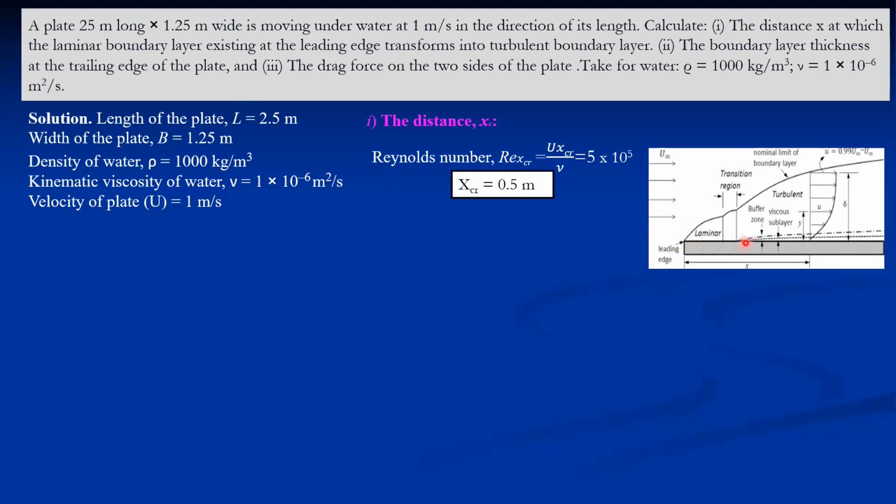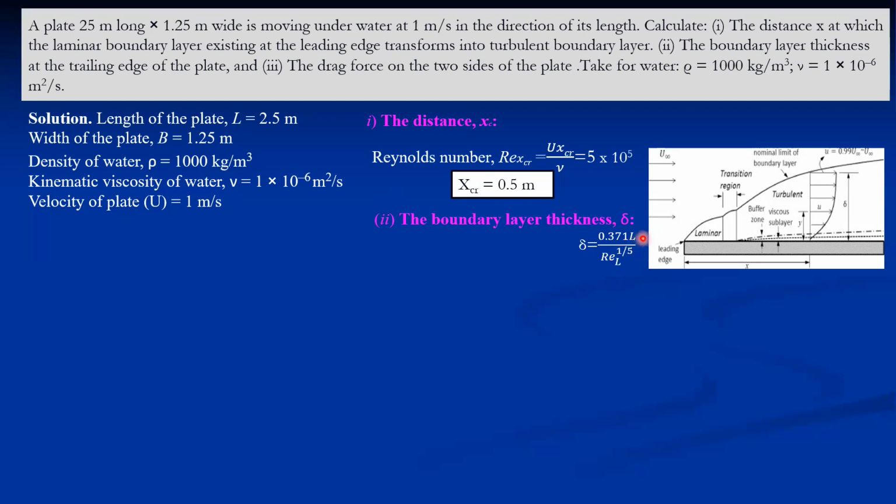So almost 20% is consumed for laminar flow, and the remaining 80% flow is turbulent. Now at the trailing edge, obviously the length is 2.5 meter, where the flow is essentially turbulent. In order to calculate the boundary layer thickness at the trailing edge, we use the expression of delta for the rear end, that is 0.371 L upon Re_L raised to 1 by 5. So this expression we can use.